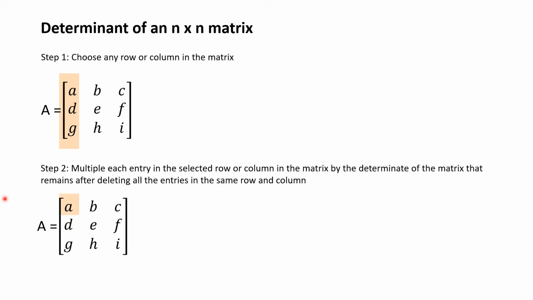We need to delete all the entries in the same row and column as element A. And now we are left with a matrix. Therefore, the first term is the element A multiplied by the remaining matrix after deleting all the entries in the same row and column. How do we determine if these contributions are added or subtracted?